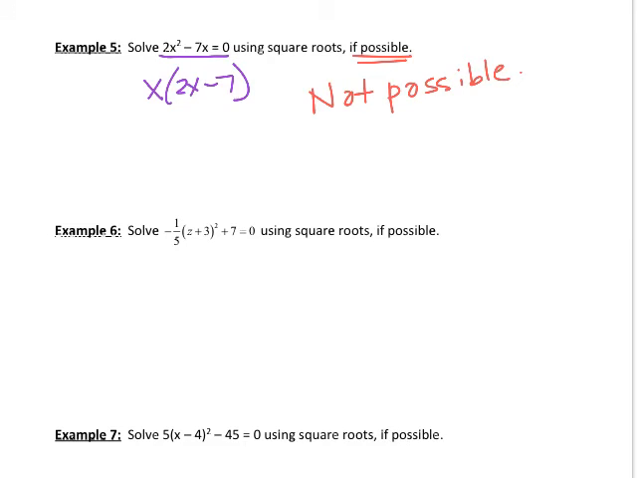And just another note is it's not possible because there is a b, and it's negative 7. So when b is not equal to 0, we're not going to be able to use the square root method.